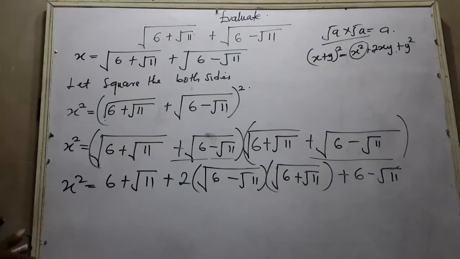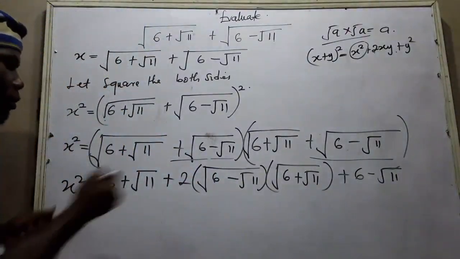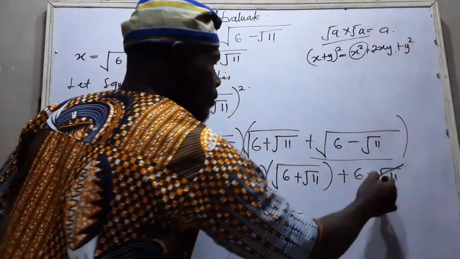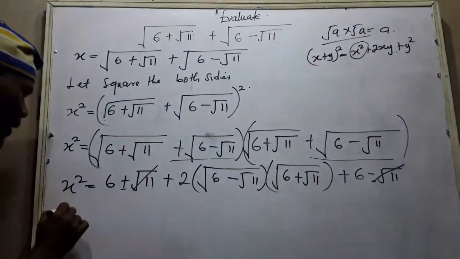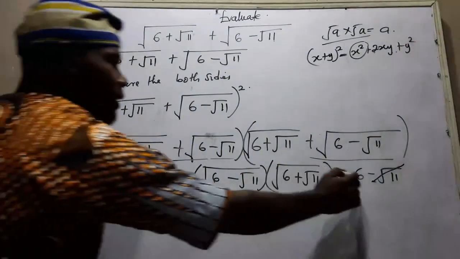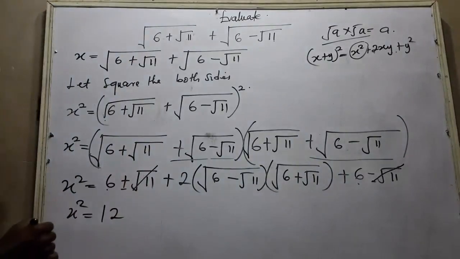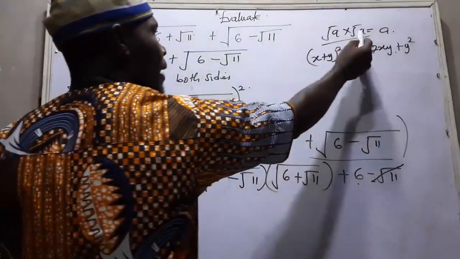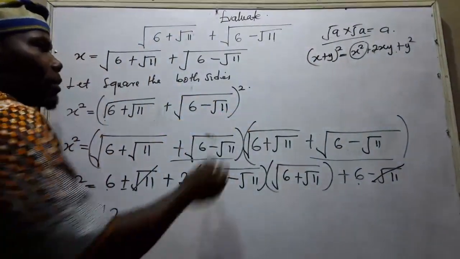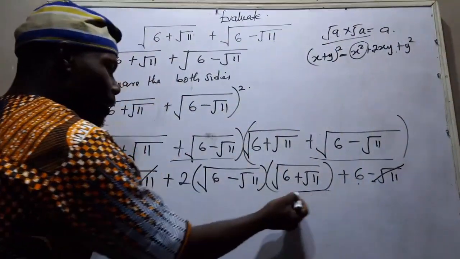So now, before solving this, you realize that root 11 minus root 11 will turn to 0. This will give you 0 because this is positive and this is minus. So meaning that x squared is equal to 6 plus 6 will surely give us 12. So now, the question is this. I've said earlier that root a times root a will surely give you a, but provided that they have the same value. So let's apply another law to this.